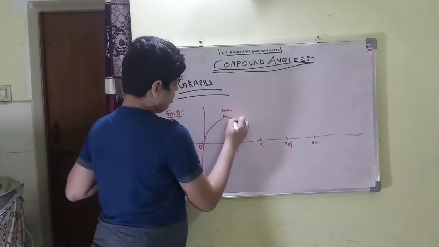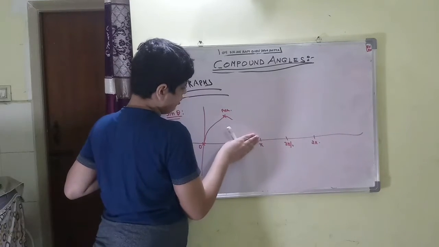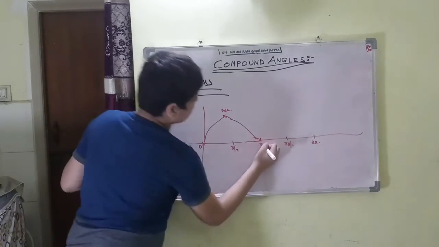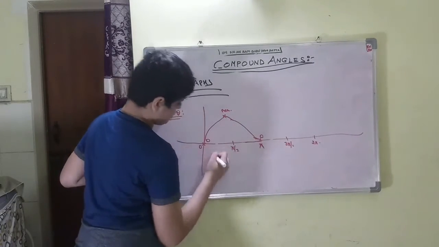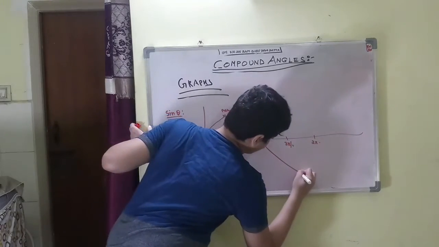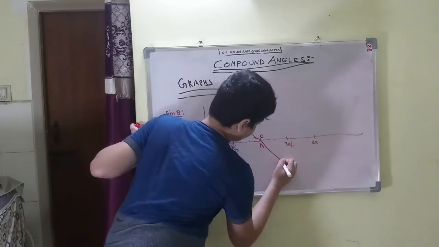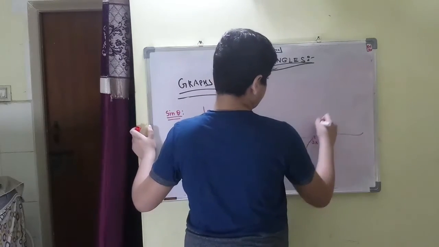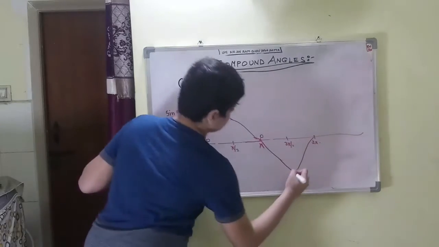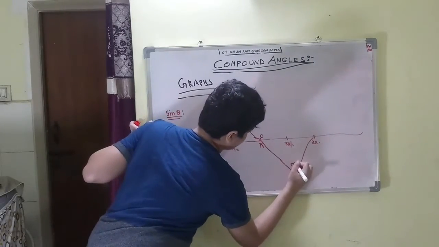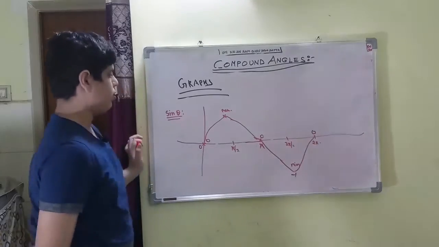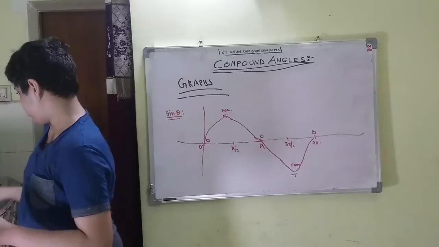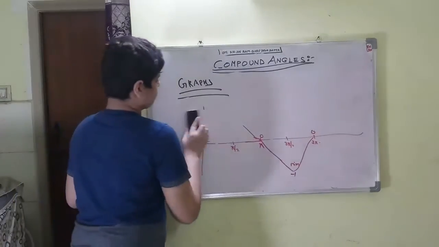Again it becomes 0 at pi. Now at 3 pi by 2 it gets down to its minimum value, minus 1. And at 2 pi it becomes 0 again. So it will keep on going like this. Please take a note of this. Then we will see the graph of cos theta.